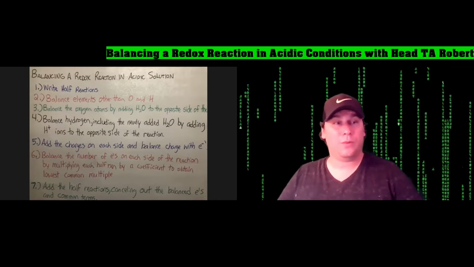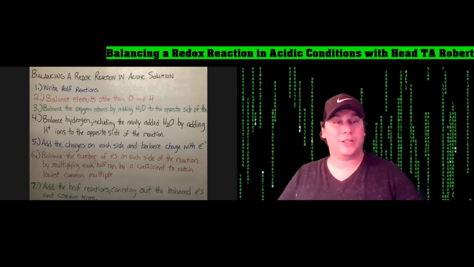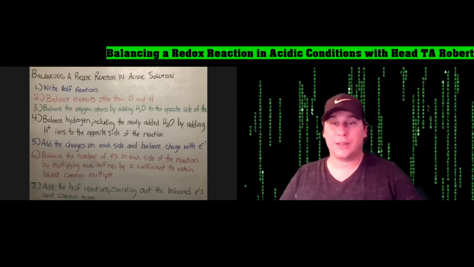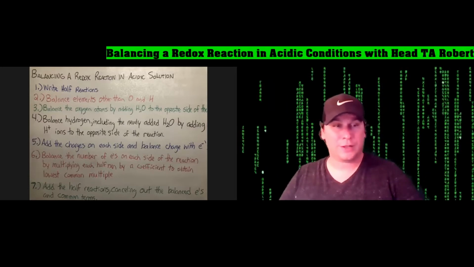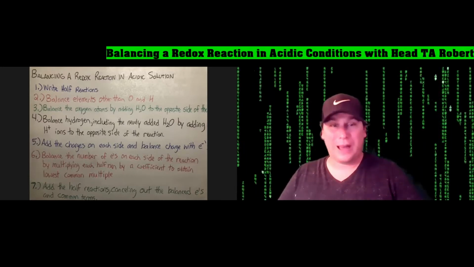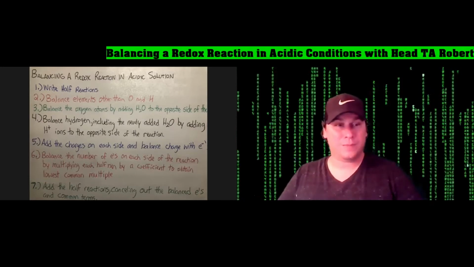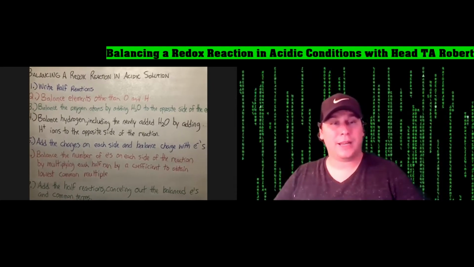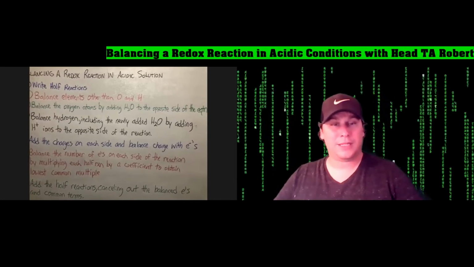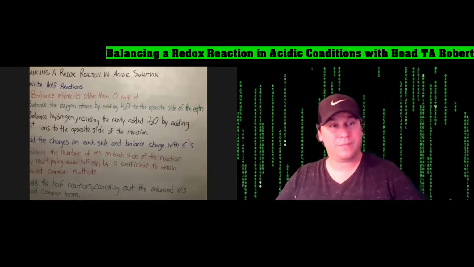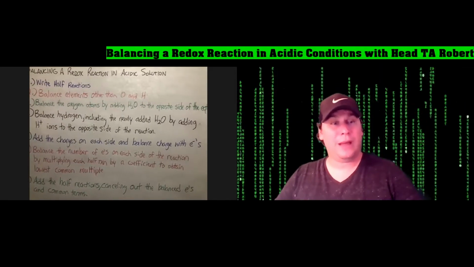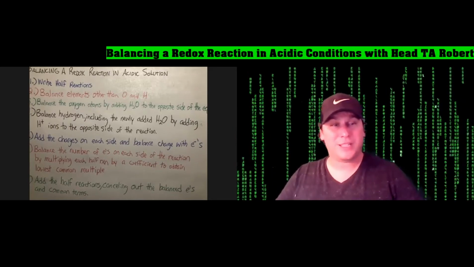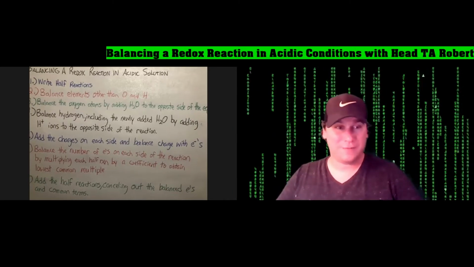So first, when we're balancing a redox reaction in acidic solution, we will write half reactions, just like in other methods for balancing redox reactions. 2, we'll balance elements other than O and H. 3, we will then balance oxygen atoms by adding H2O to the opposite side of the equation. Number 4, we'll balance hydrogen, including the newly added H2O, by adding H plus ions to the opposite side of the reaction.